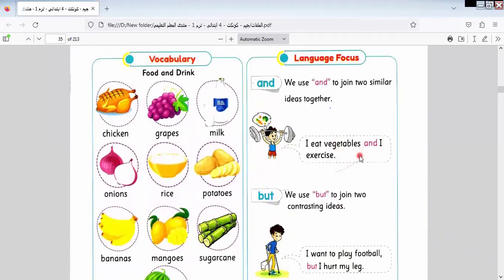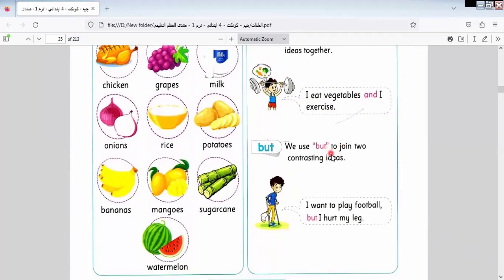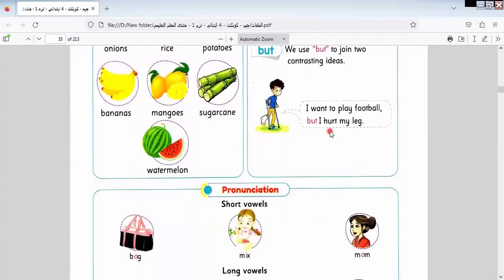And means adding something to something, like we say, I eat vegetables and I exercise. But shows contrast between two sentences, like this: I want to play football, but I hurt my wrist. So he has something wrong in his leg, so he can't play football.